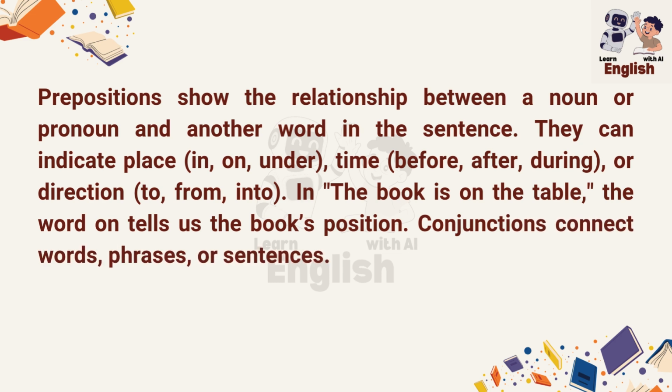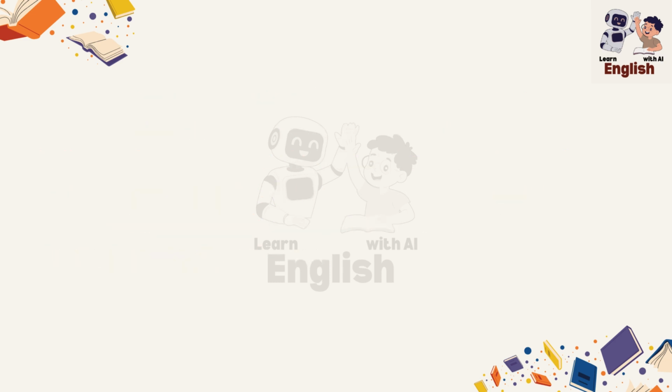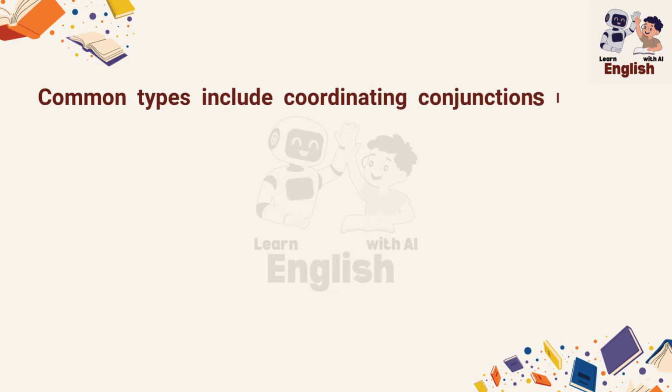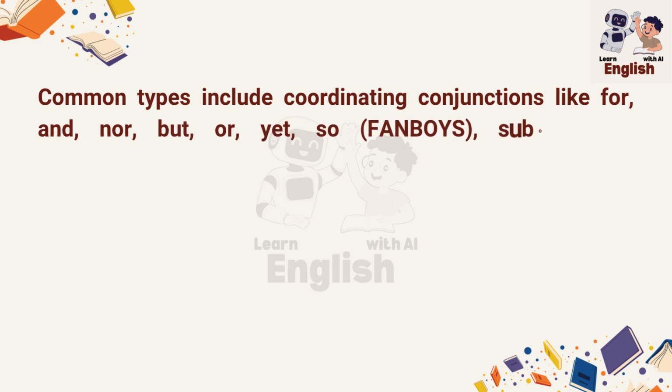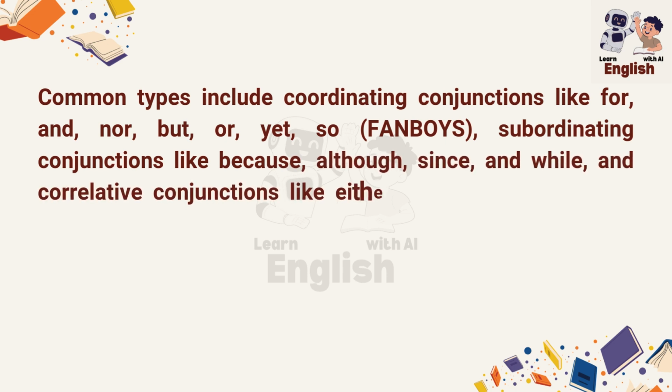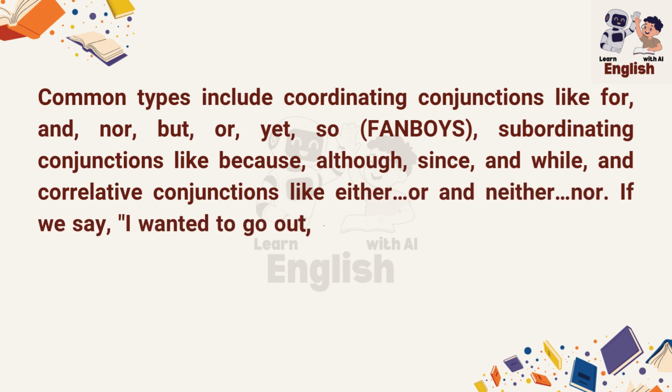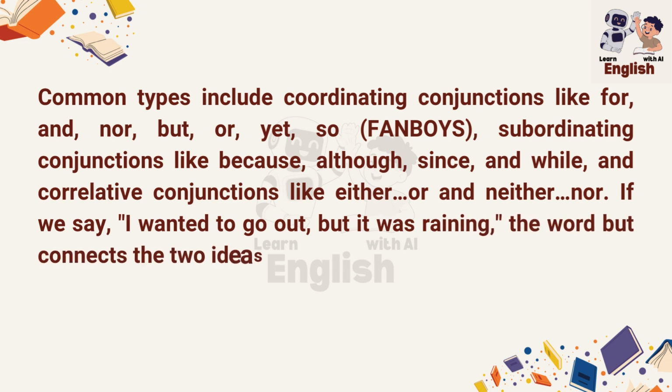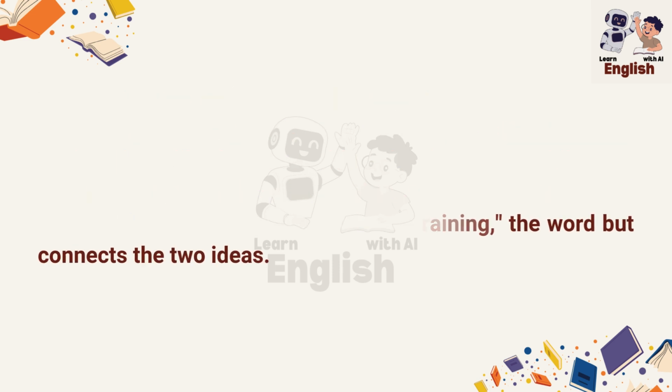Conjunctions connect words, phrases, or sentences. Common types include coordinating conjunctions like for, and, nor, but, or, yet, so, FANBOYS; subordinating conjunctions like because, although, since, and while; and correlative conjunctions like either...or and neither...nor. If we say "I wanted to go out, but it was raining," the word "but" connects the two ideas.